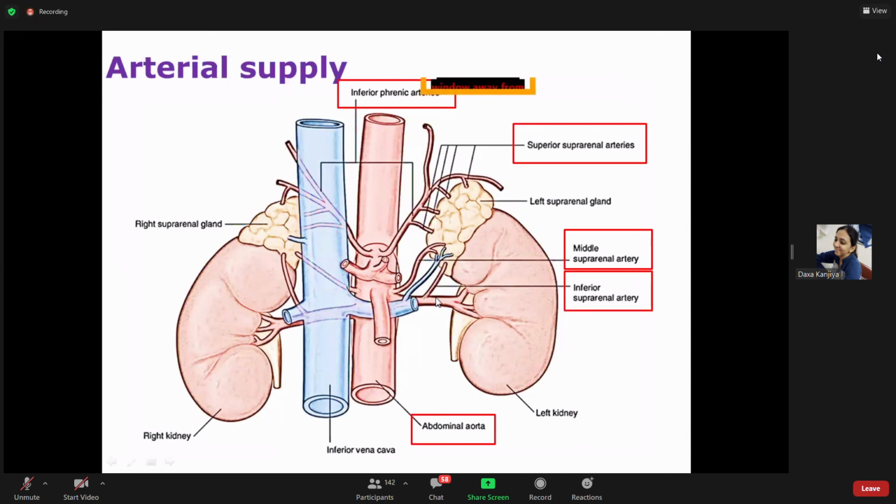So this is the renal artery. So there are three arteries supplying the suprarenal gland: superior, middle, and inferior suprarenal artery. The superior is a branch of the inferior phrenic artery. The middle comes from the abdominal aorta, and the inferior is a branch of the renal artery.